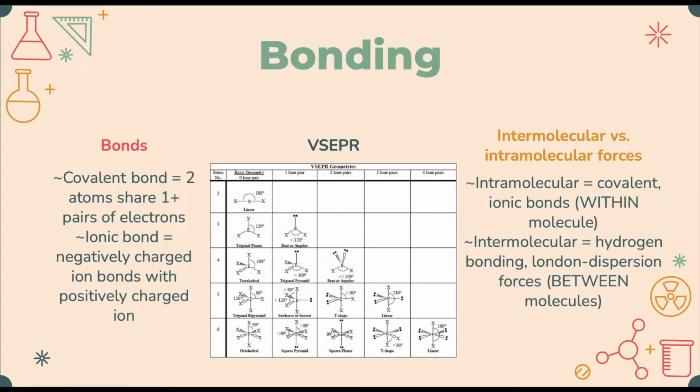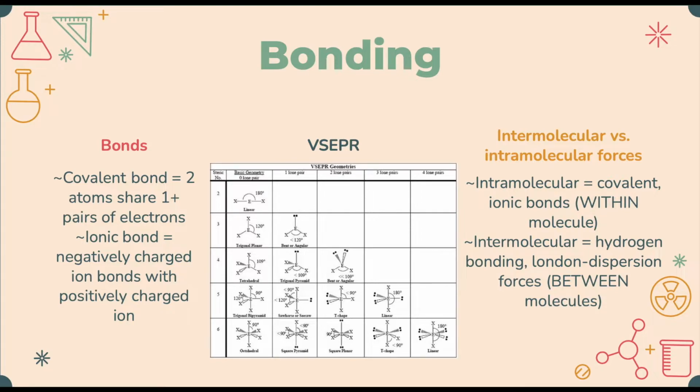Atomic bonds, also known as intramolecular forces, typically consist of covalent bonds and ionic bonds. Covalent bonds tend to be between nonmetal atoms, where the two atoms share one or more pair of electrons. Ionic bonds tend to be between metal atoms, where a positively charged ion bonds with a negatively charged ion. Positive ions, or cations, are atoms which have lost one or more electrons. Negative ions, or anions, are atoms which have gained one or more electrons.